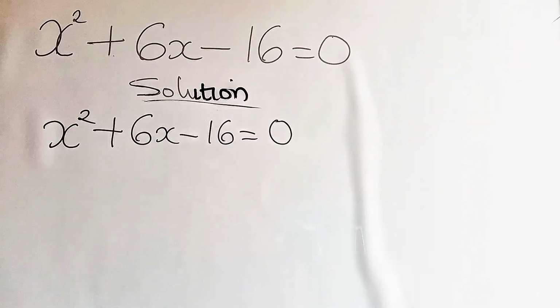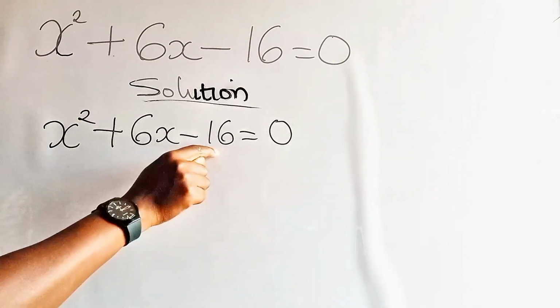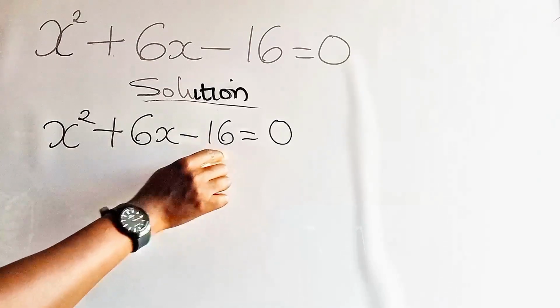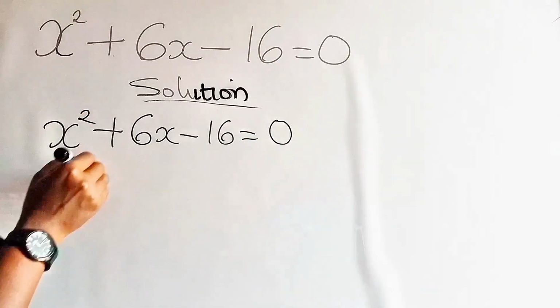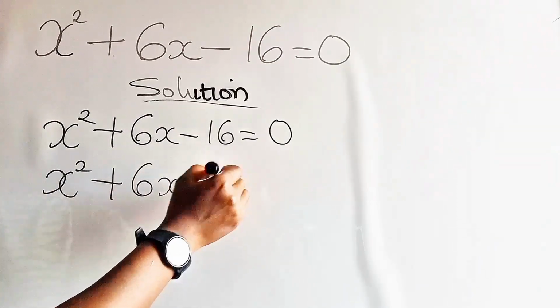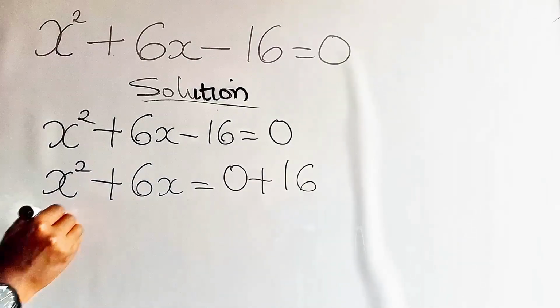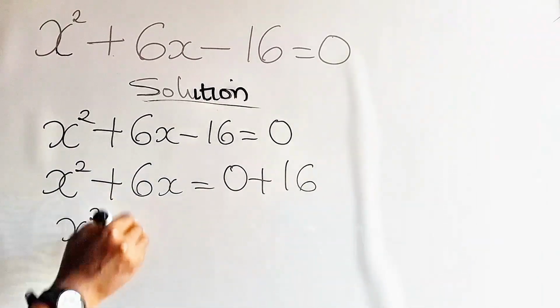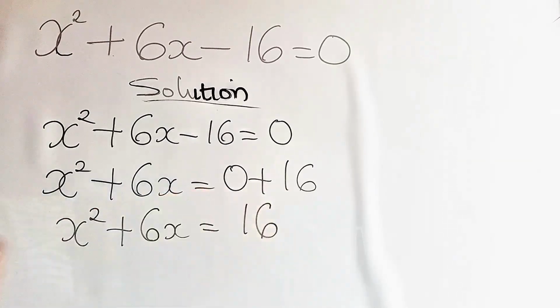Okay, so the first thing I'm going to do here is to add 16 to both sides of the equation. I want to move this 16 to the right hand side, so it becomes x squared plus 6x equals 0 plus 16. Now we have x squared plus 6x equals 16.